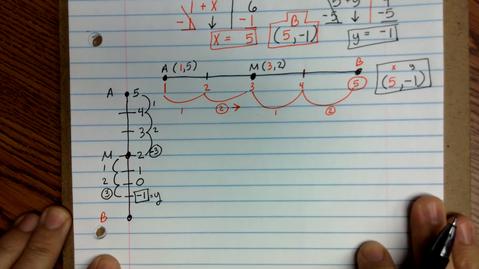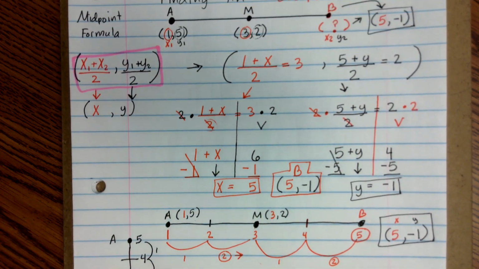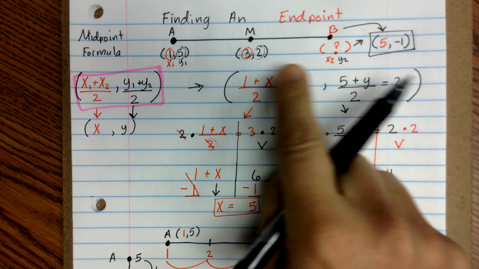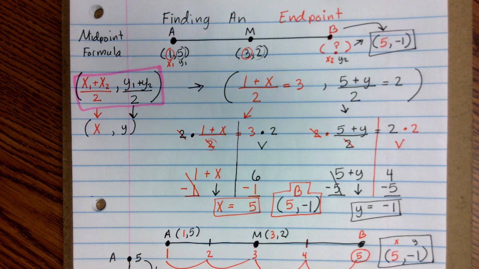So this is 2 different ways that you can use to figure out what the endpoint is when given the midpoint and one of the endpoints. Go ahead, try to do the problem. Call me over if you have any questions.